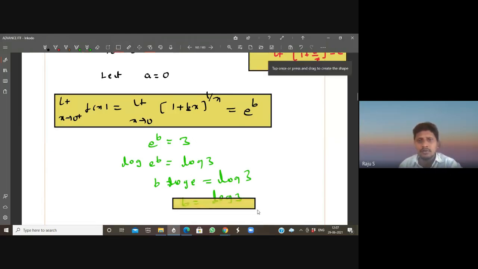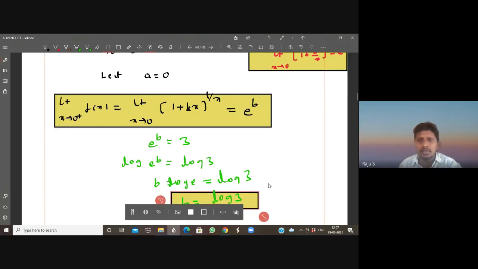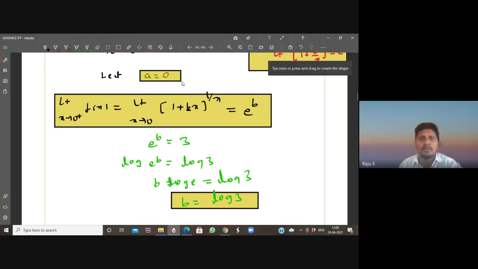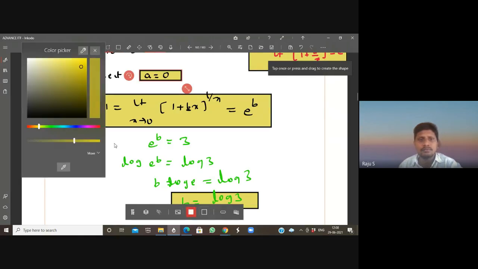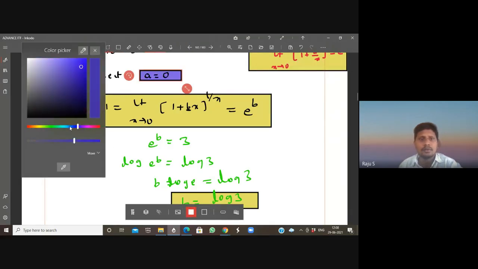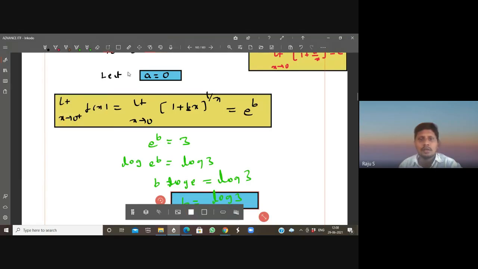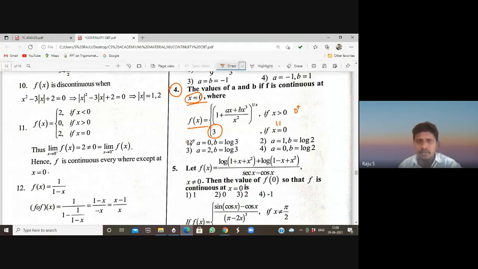Understood? So b value is log 3 and a value is, what is a value here? 0. A value here we got it to be 0 and b value we got it to be log 3. So which one of the options is correct here? A value 0, b value is log 3. That's all. First option is correct.